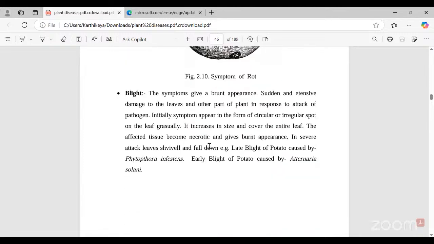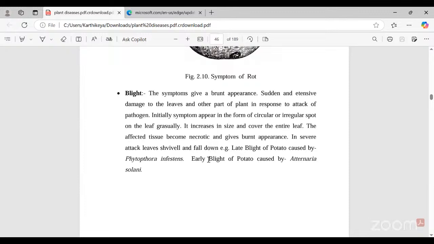Blight disease. The symptoms give a burnt appearance, with sudden and intensive damage to the leaves and other parts of the plant in response to attack of the pathogen. Initially, symptoms appear in the form of a circular or irregular spot on the leaf, usually grayish. It increases in size and covers the entire leaf. The affected tissue becomes necrotic and gives a burnt appearance. Insects attack leaves, which wither and fall down.